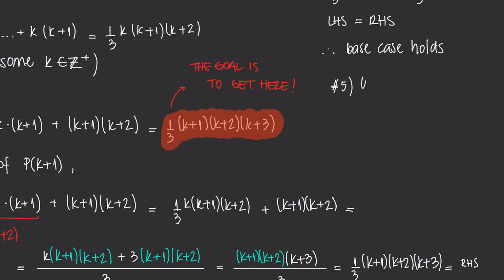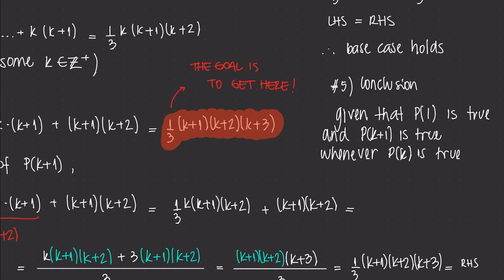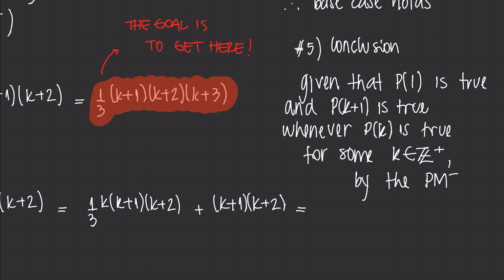We're only missing the conclusion. So let's write the conclusion. Given that P(1) is true, and that P(k+1) is true whenever P(k) is true for some positive integer k, by the principle of mathematical induction, you can write PMI, that's fine, P(n) is true for all positive integers n. And there you have it. This is the simple recipe to ace induction proofs with series.